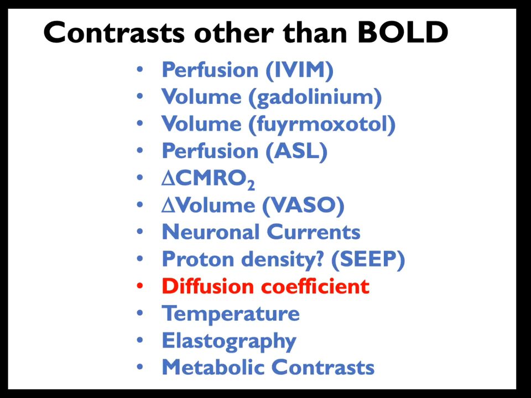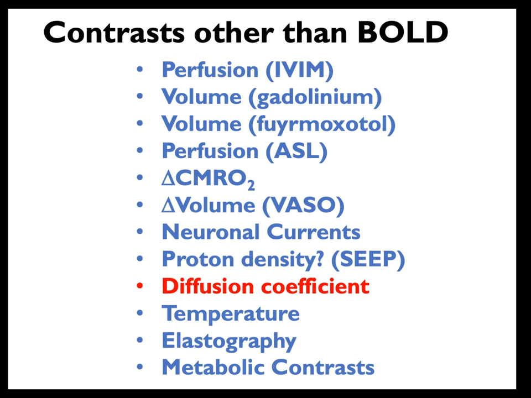Okay, another controversial contrast mechanism is looking at the diffusion coefficient. So Libby Hahn, not only did he push intervoxel incoherent motion using B factors that are really small, like 50, he also tried the other extreme. He tried using B factors of 2,000 or 1,500 or 1,000, claiming that when you use really high gradients, you're sensitive to true diffusion.